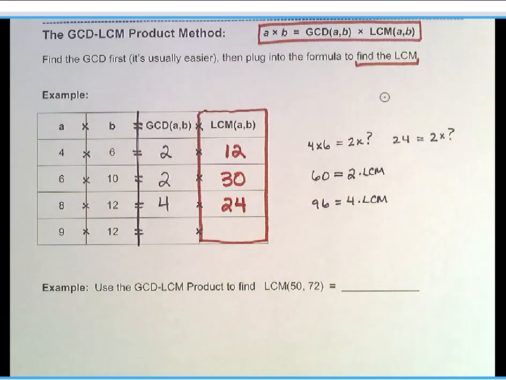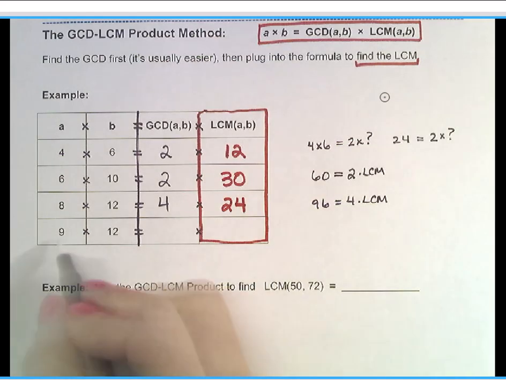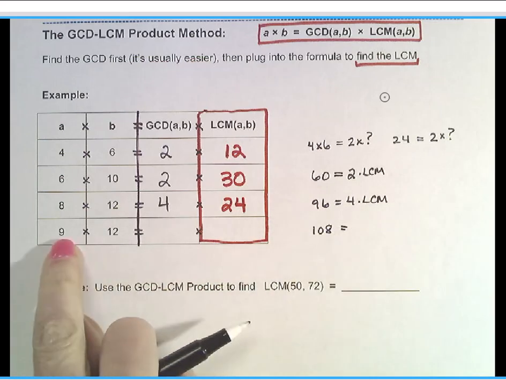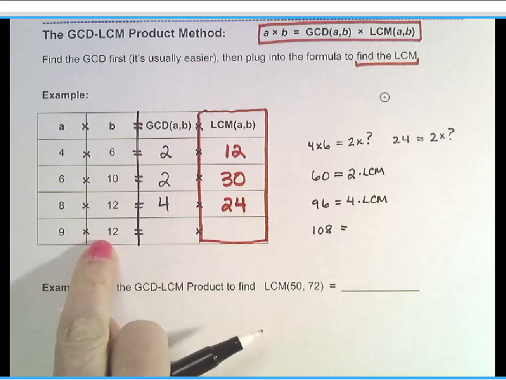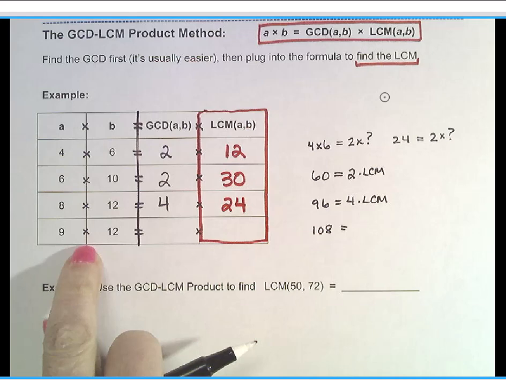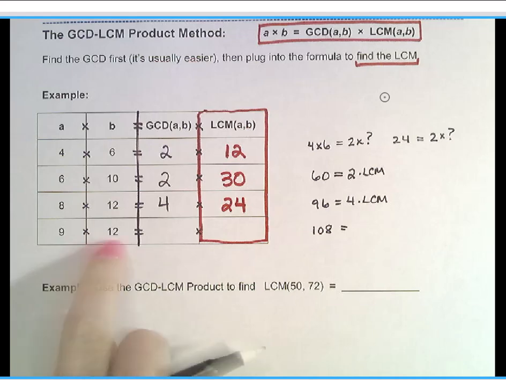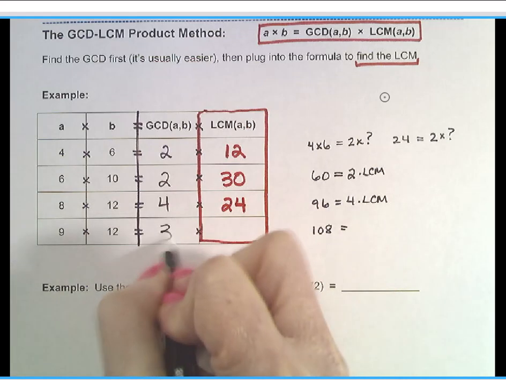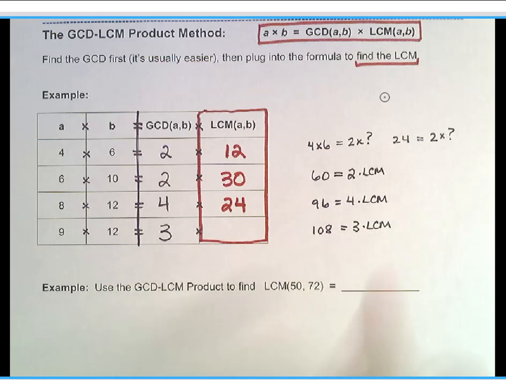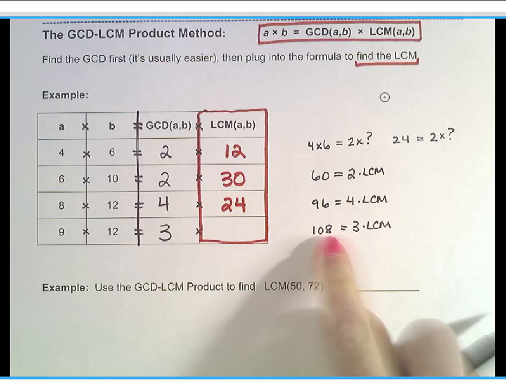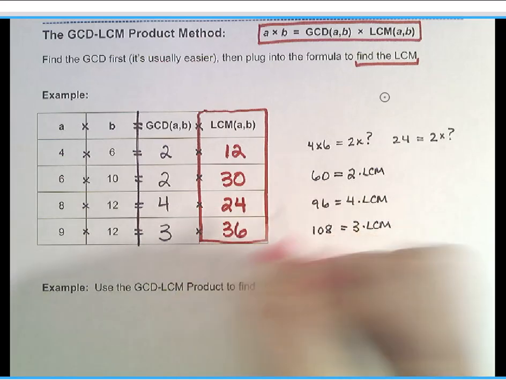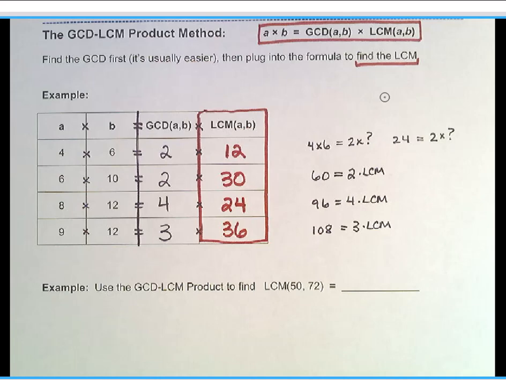Let's try the last one. 9 and 12. Well, 9 times 12 is 108. What's the biggest number that will divide into 9 and 12? Well, they're not even, so it's not a 2 or a 4 or anything. 3 will go in there. Well, 6? No, 9 won't either. So just 3. So 3 times the LCM. To find the LCM, just divide both sides by 3, and you'll get 36. So this is how you can use the little formula.